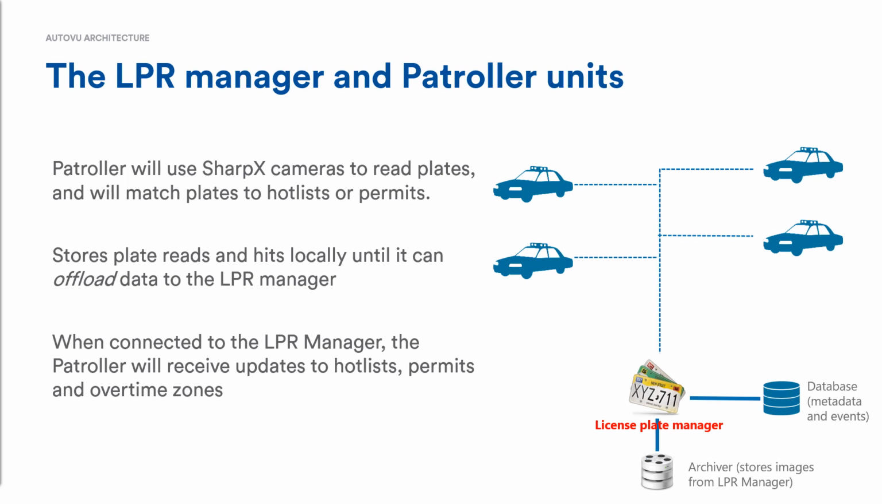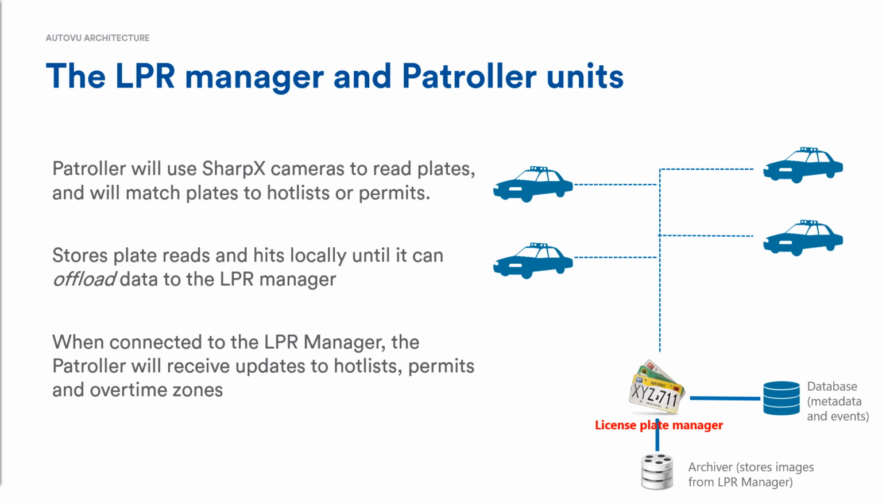For a mobile installation, the Sharp unit is moving. Typically, it'll be installed on the roof of a police cruiser or a parking enforcement vehicle. Then, as the vehicle drives through the streets, the Sharp unit will read license plates as they move. A mobile installation uses one additional component, the Patroller. Often, mobile installations mean that the Sharp unit will not be connected to the LPR manager server role.